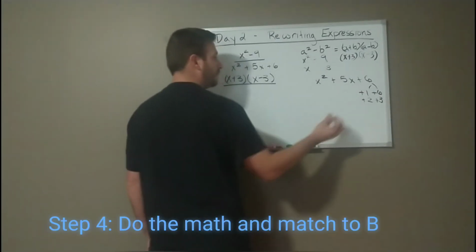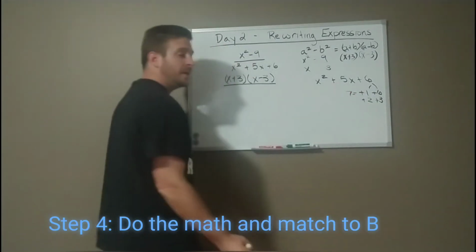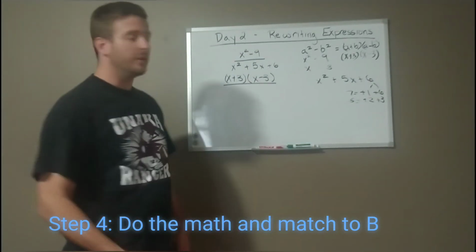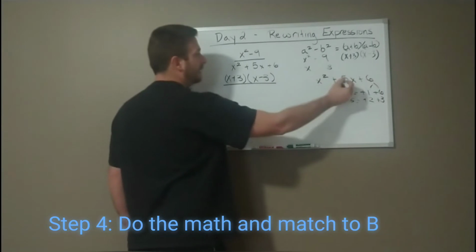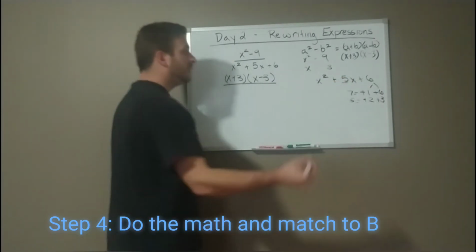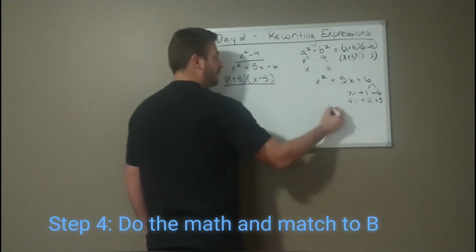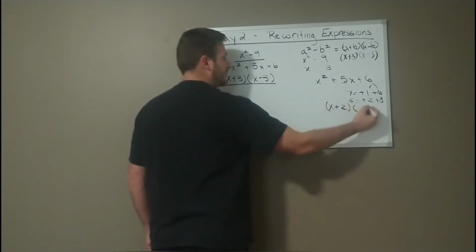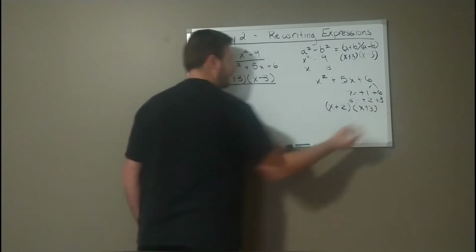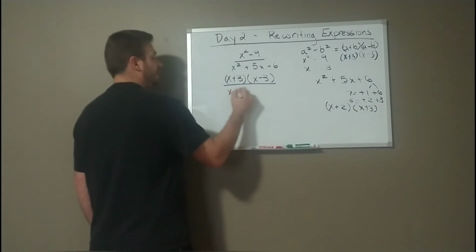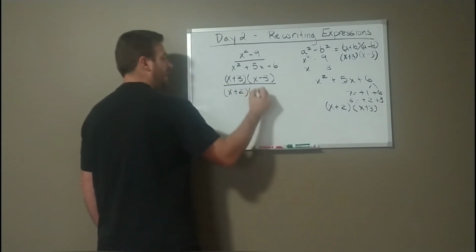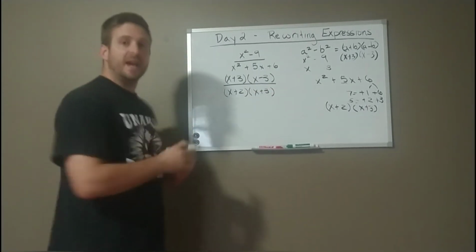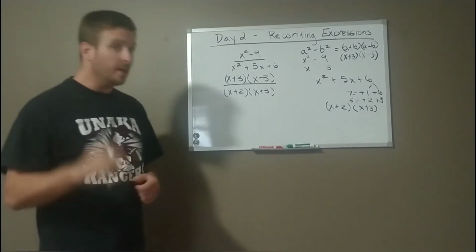So positive 1 plus 6 is 7. Positive 2 plus 3 is 5. And we are looking for the pair of numbers that add together to make 5, which means we factor into x plus 2 times x plus 3. Once we do this, we have factored the top and we have factored the bottom. And now, once we've done that, we can attempt to cancel what we can.